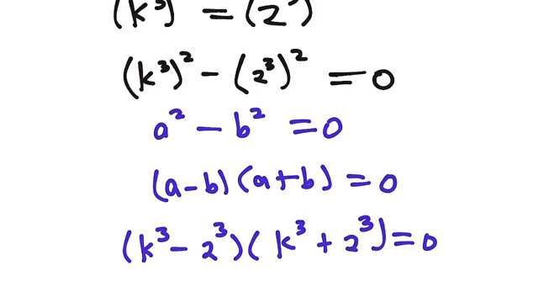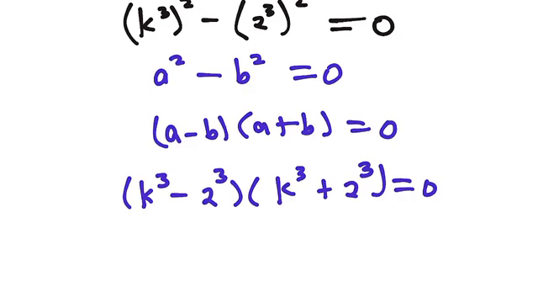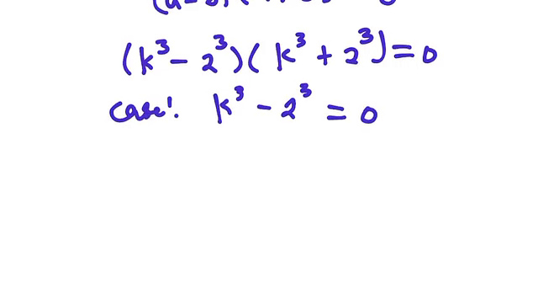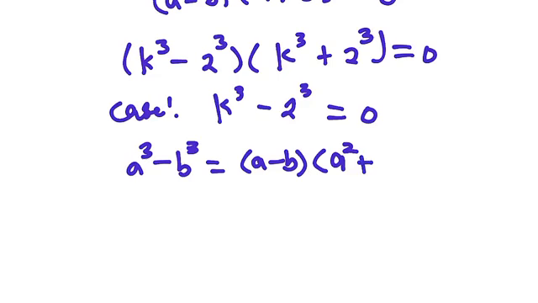From there, the next thing we're going to do is we're going to have two cases. Case 1 is where we have k to the power of 3 minus 2 to the power of 3 equals 0. If you recall, a to the power of 3 minus b to the power of 3 is going to be a minus b into bracket a squared plus ab plus b squared.